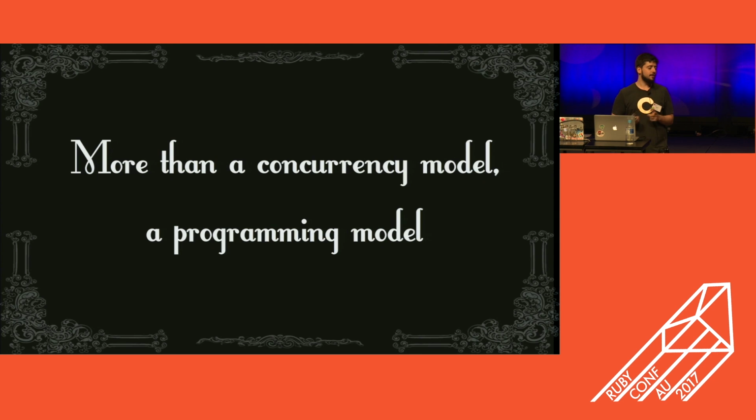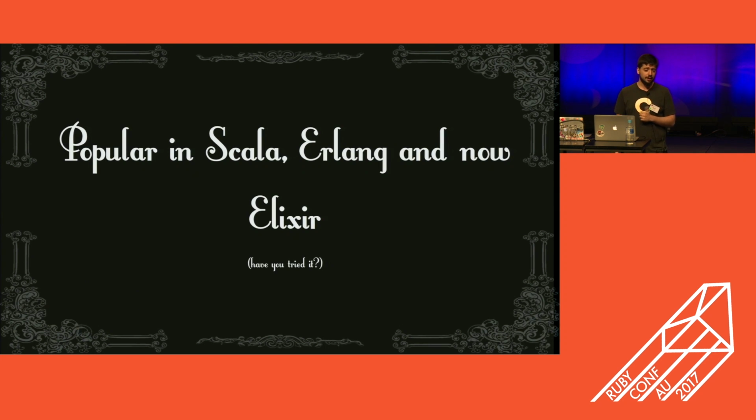And if you read the original actor papers, they don't talk about it as a concurrency framework. They talk about it as a programming model. In the original one, as a programming model for artificial intelligence, but it can be for anything. The idea is that you would model your whole system as actors. Your processor would have actors instead of registers. It was a very bold idea, which is quite interesting. And it got popular in Scala with the Akka framework. Erlang, that's pretty much all actors. And now, Elixir.